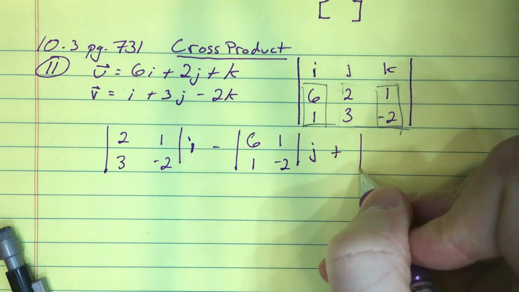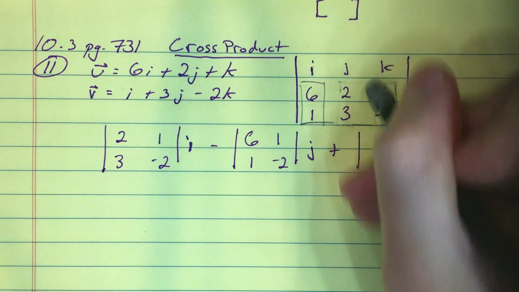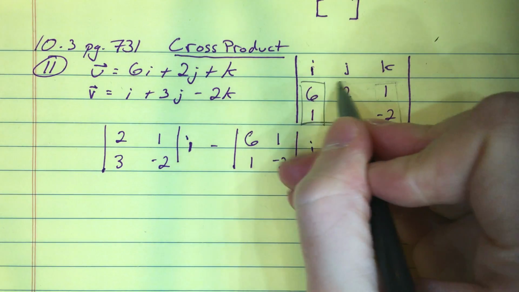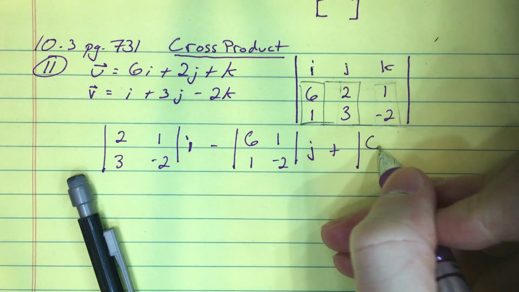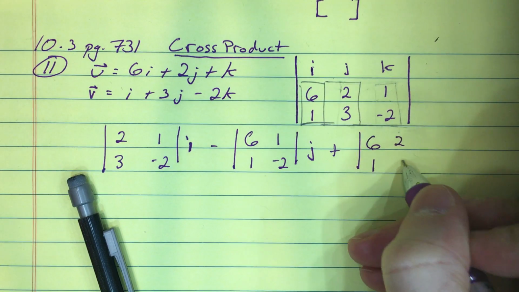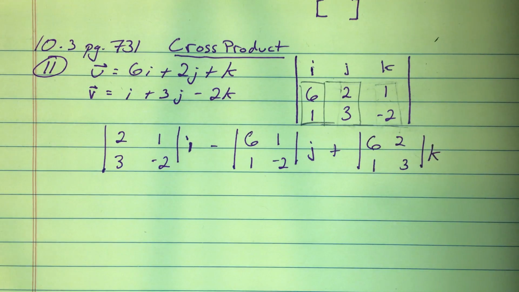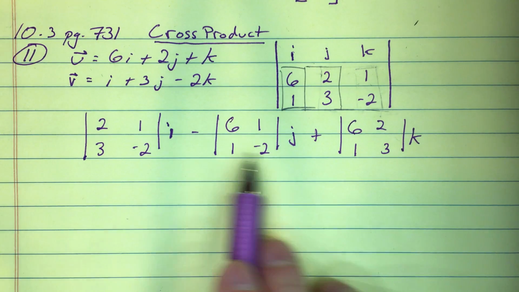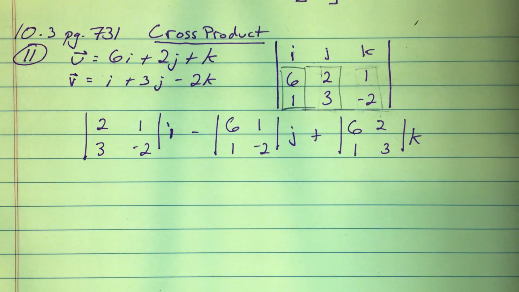And then finally we have k, and for k we don't want to use the numbers in the k column, we want to use the others. So 6, 1, 2, and 3 is going to make up our matrix in front of k. All right, notice we're adding k at the end, but we are subtracting j here. So it's i minus j plus k. Again, use your formula sheet.